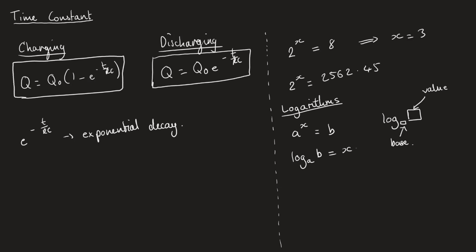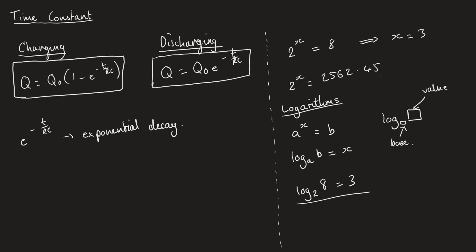Without going into the in-depth proof of why this works, I will leave it to you to prove it. If you put log base 2 of 8 into a calculator, it will give you the answer of 3. And I will leave you to show for yourself what x is here, by calculating log base 2 of 2,562.45.